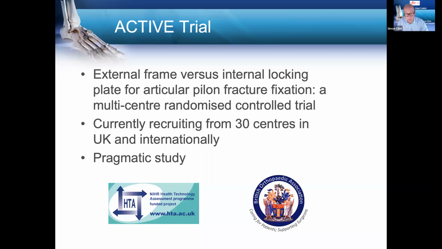As almost all modern randomized control studies, it is a pragmatic study. And like all big studies, it's got an acronym, the ACTIVE trial, which is the articular type C Pilon fracture trial, internal versus external fixation, which I think they've really struggled to make a word out of. But it's the ACTIVE trial. They have started recruiting. They're hoping to finish data collection in 2 years' time. So hopefully in about 3 years' time, we should have some good data to say whether we should be using locking plates or external fixators for these fractures.